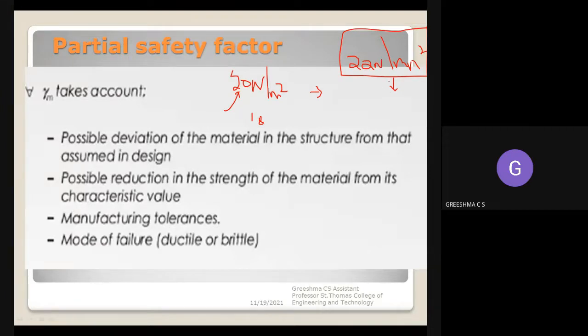Okay, so once the structure is built up, I can see that maybe now I have reached a strength of 20 Newton per mm square.